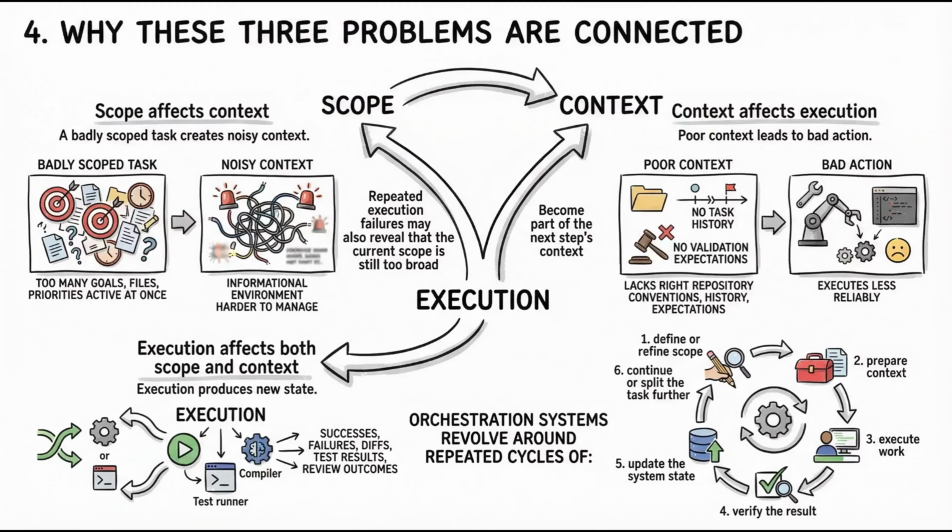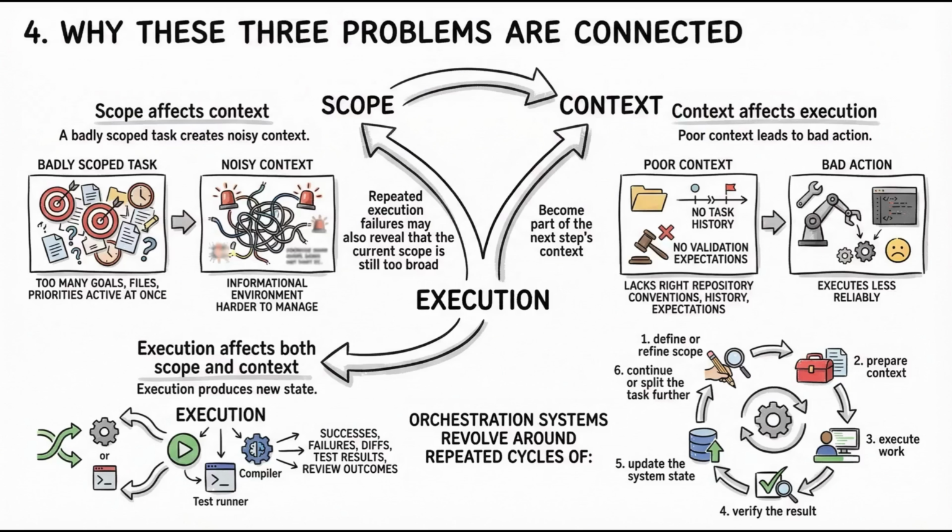This directly leads into our next point. Context affects execution. Poor context inevitably leads to bad action. If the agent lacks the correct repository conventions, the history of the task, or clear expectations for validation, it simply will not execute reliably. And finally, execution loops right back around to affect both scope and context. Every action produces a new state. Successes, failures, code changes, test results, and review outcomes immediately become the new context for the next step. Beyond that, if you notice repeated execution failures, that is often a strong signal that your initial scope is still too broad and needs to be reined in.